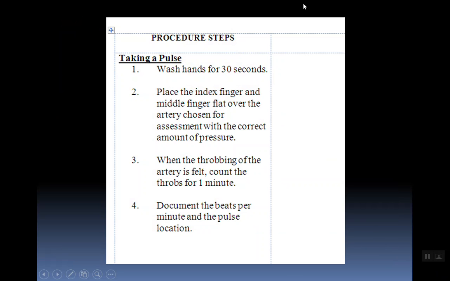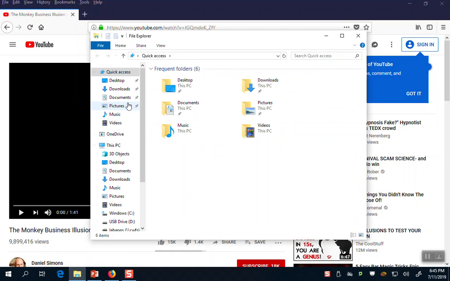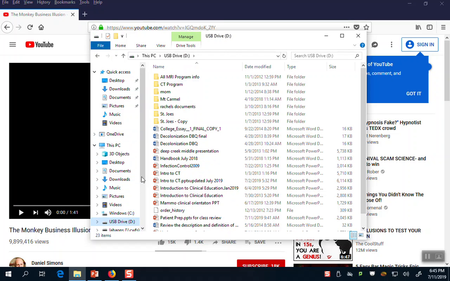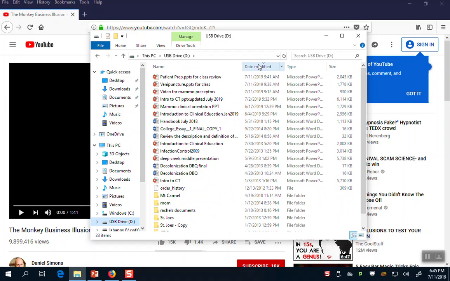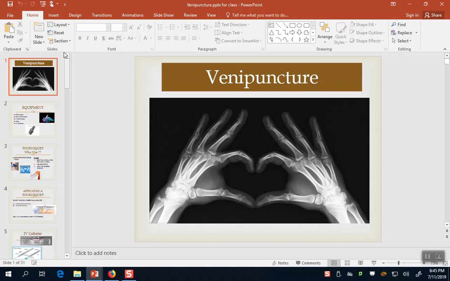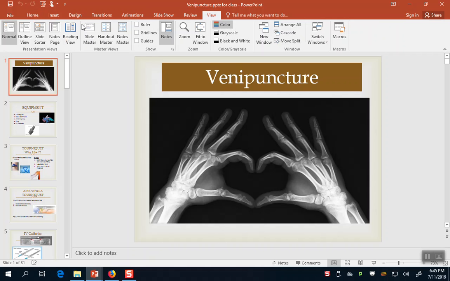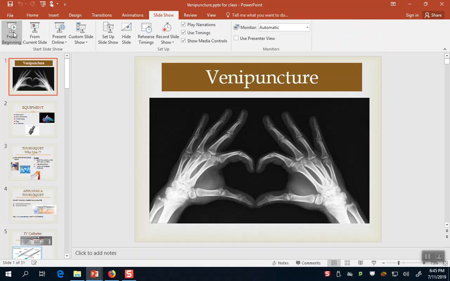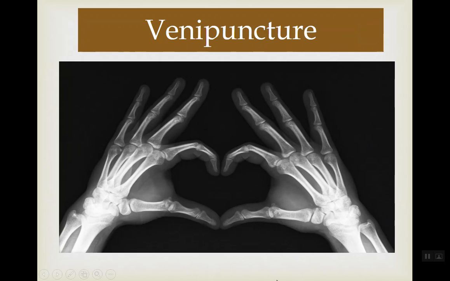Let's move on a little bit to a little bit about venipuncture. Now, unfortunately, you guys probably are not going to be able to stick patients at your clinical facilities. If you can, great, do it. If they're going to allow you, do it as much as you can. But I know the advanced sites won't let you stick.